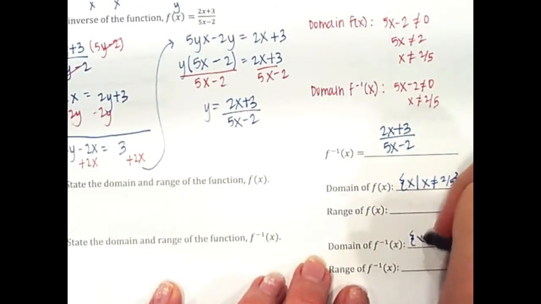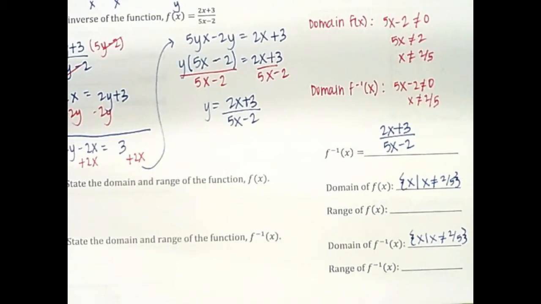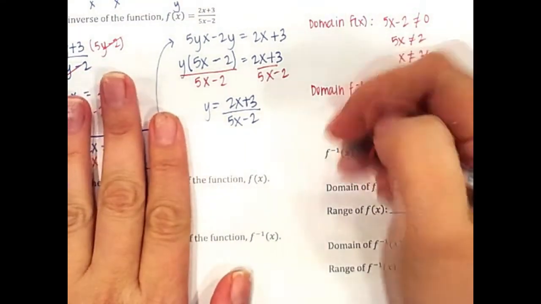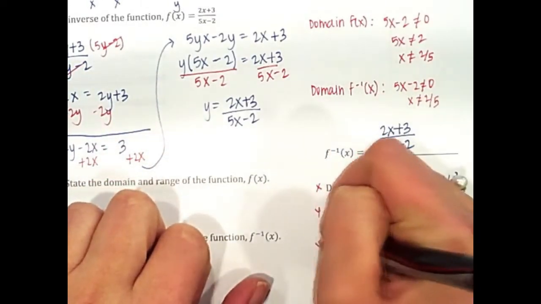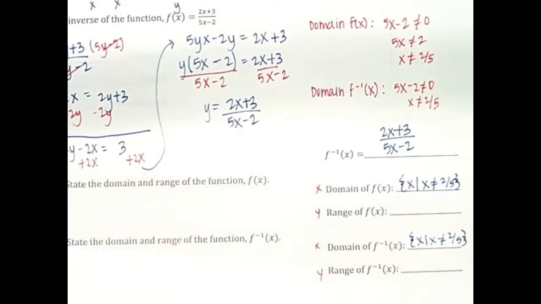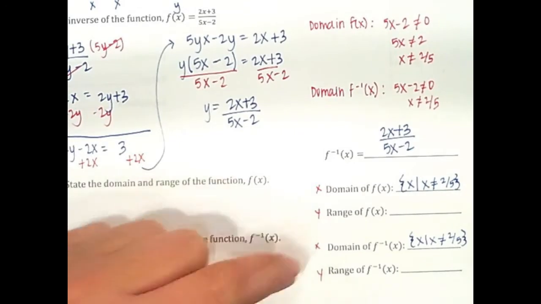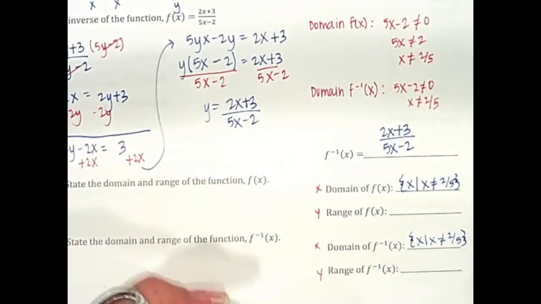Okay, so now we come to talking about our range. Remember, let's back up even further. The inverse is about swapping the x and y values. The domain is my x values. The range is my y values. Domain is x, range is y. So the domain of my original function is going to be the range of my inverse, because it's just swapping the x and y values.